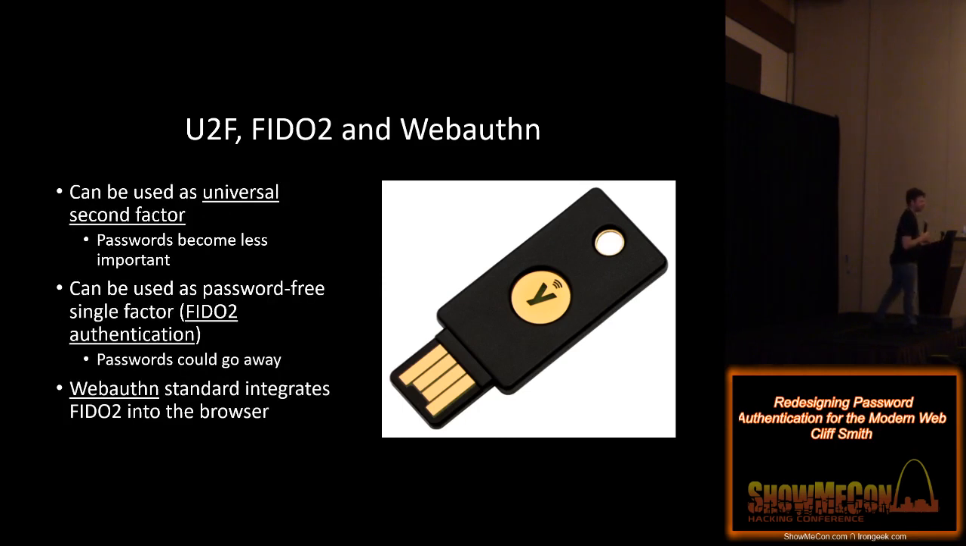And so there are two different ways that these standards can be deployed. First, there's the U2F standard, which is universal second factor. It's just a second factor of authentication, something you have that complements the password, which is something you know. Very, very good. All right, class is in session. So if U2F is adopted universally, passwords do become a little less important, arguably. And you can also use this key as a single-factor, password-free authentication system.